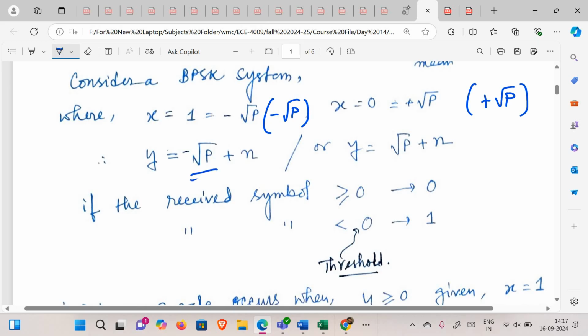So either 1 has been transmitted or 0 has been transmitted. Right? Now, what will be my error? An error occurs if 1 is transmitted and 0 is received, or 0 is transmitted and 1 is received.